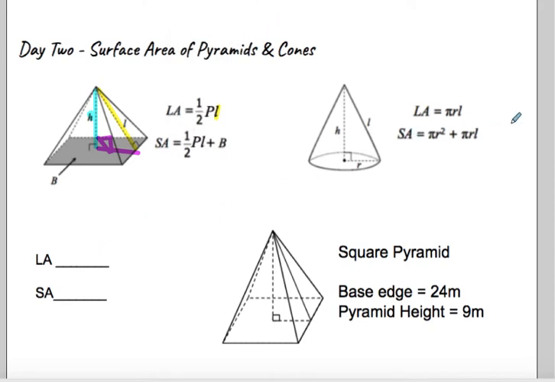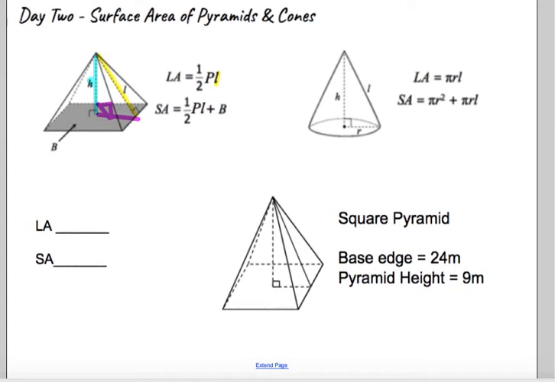The first one we have here is a square pyramid that we're going to be looking at with a base edge of 24 and a pyramid height of 9. That's the actual height there. So in this triangle here, I would need to realize that this bottom leg of the right triangle would be half of the base edge, making it 12.